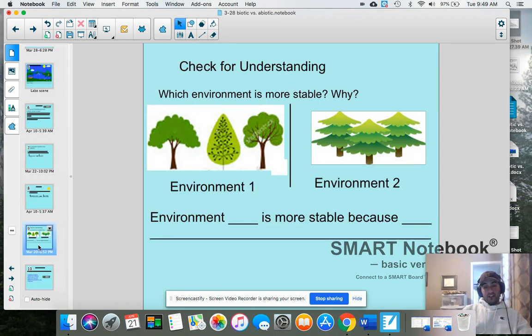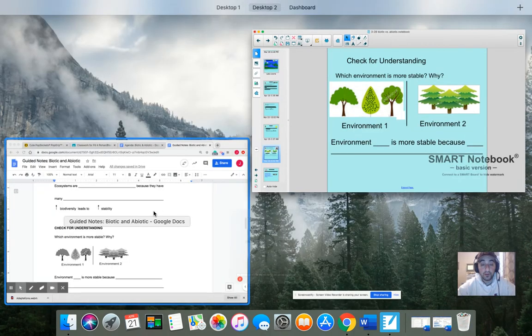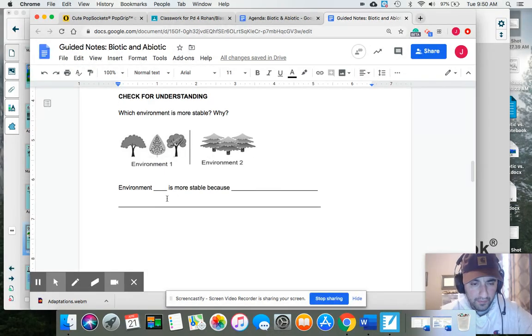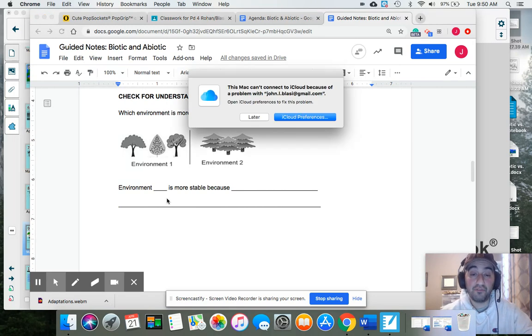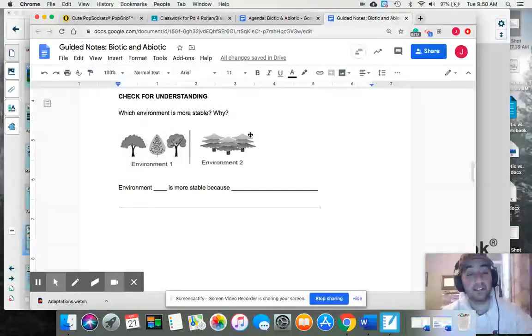All right, so let's quickly check for understanding. You're going to complete this in your guided notes. You have two examples of an environment, environment number one and environment number two. Which environment is more stable and why? Myself and Mr. Rowan, we provided you with a sentence starter. If you take a look at your guided notes, it says environment blank is more stable because. So you're going to select either one or two. And remember, because means why. So you have to tell us a reason why the environment you selected is more stable.